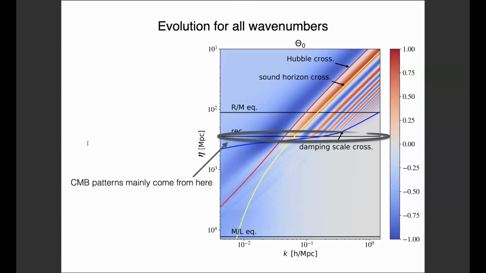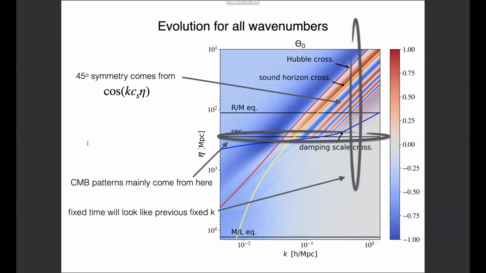So we are interested at the end in the value of theta 0 at the time of recombination. This is what will show up in our line of sight integral. So we are interested in the dependence of theta 0 on k at a fixed time here along this line. But we see also that in these plots, if you use log-log scale and you arrange your axes well enough, you get a symmetry such that the pattern on vertical cuts is the same as the pattern on horizontal cuts. Well, it makes a lot of sense.